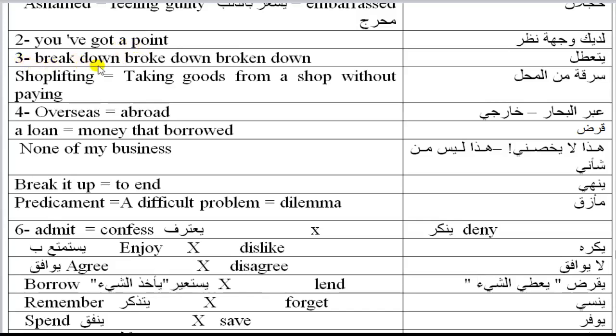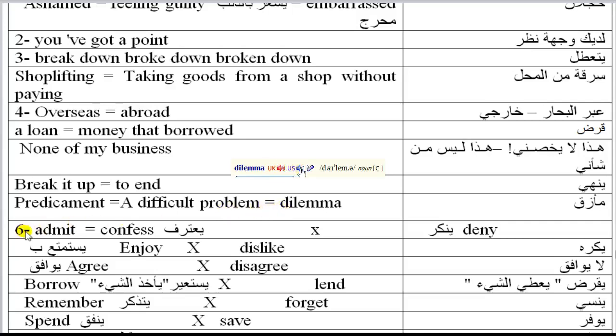3. Break down, broke down, broken down. Shoplifting, taking goods from a shop without paying. Overseas, abroad. Loan, money that is borrowed. None of my business. Break it up, to end. Not to end, no, to end. O is silent. Break it up, to finish. Predicament, a difficult problem. O as A in American. British problem, American problem. Dilemma.